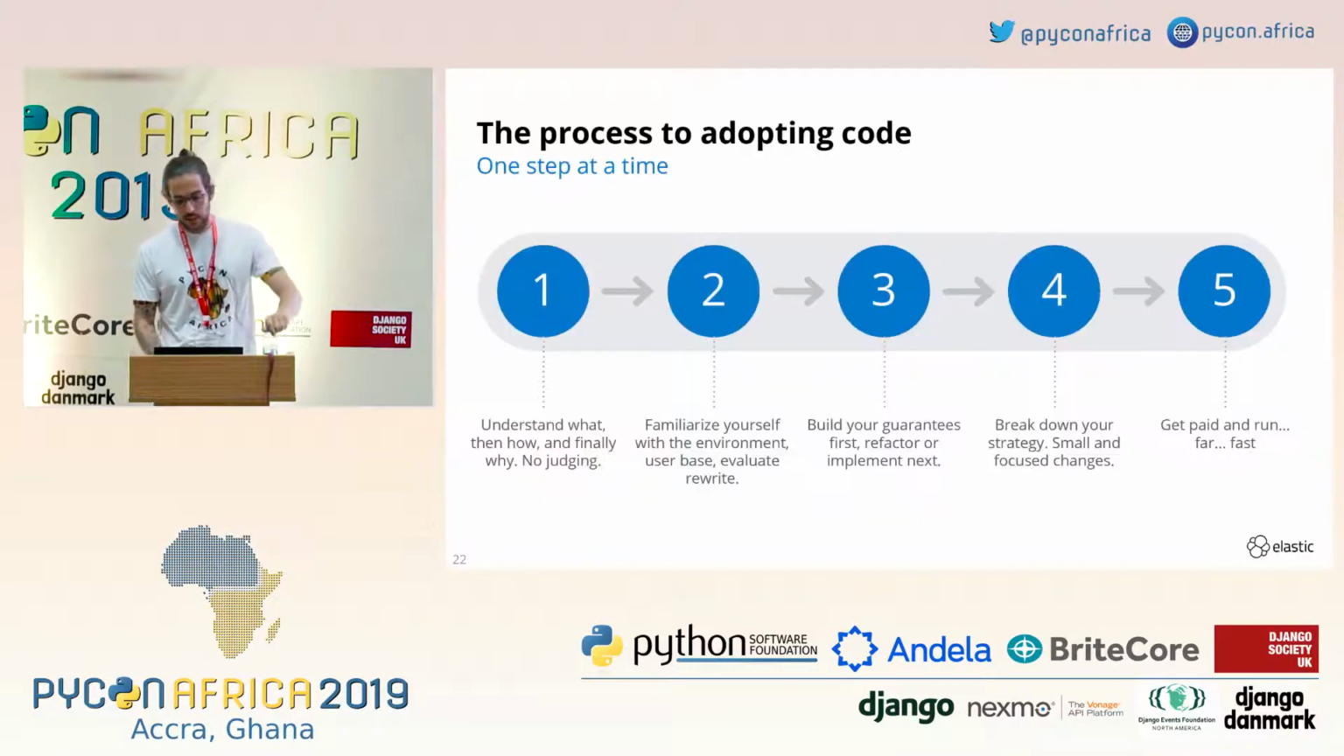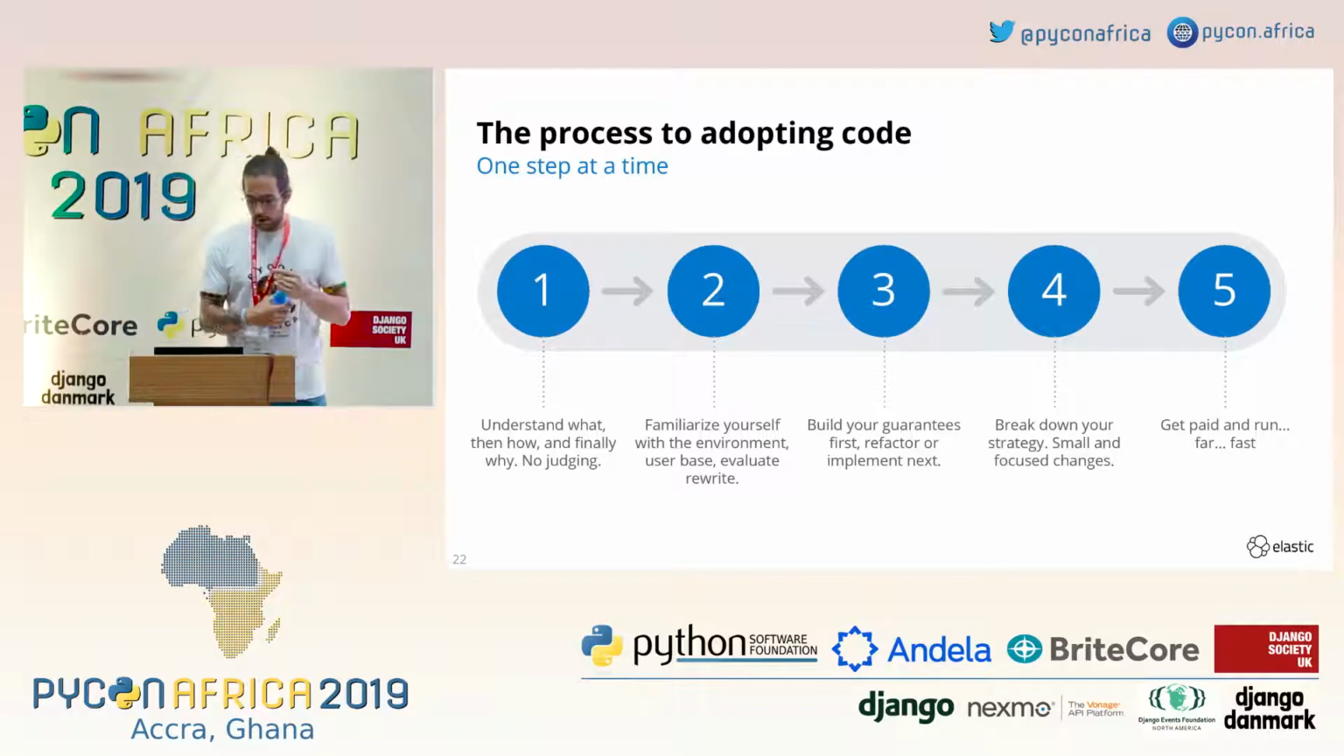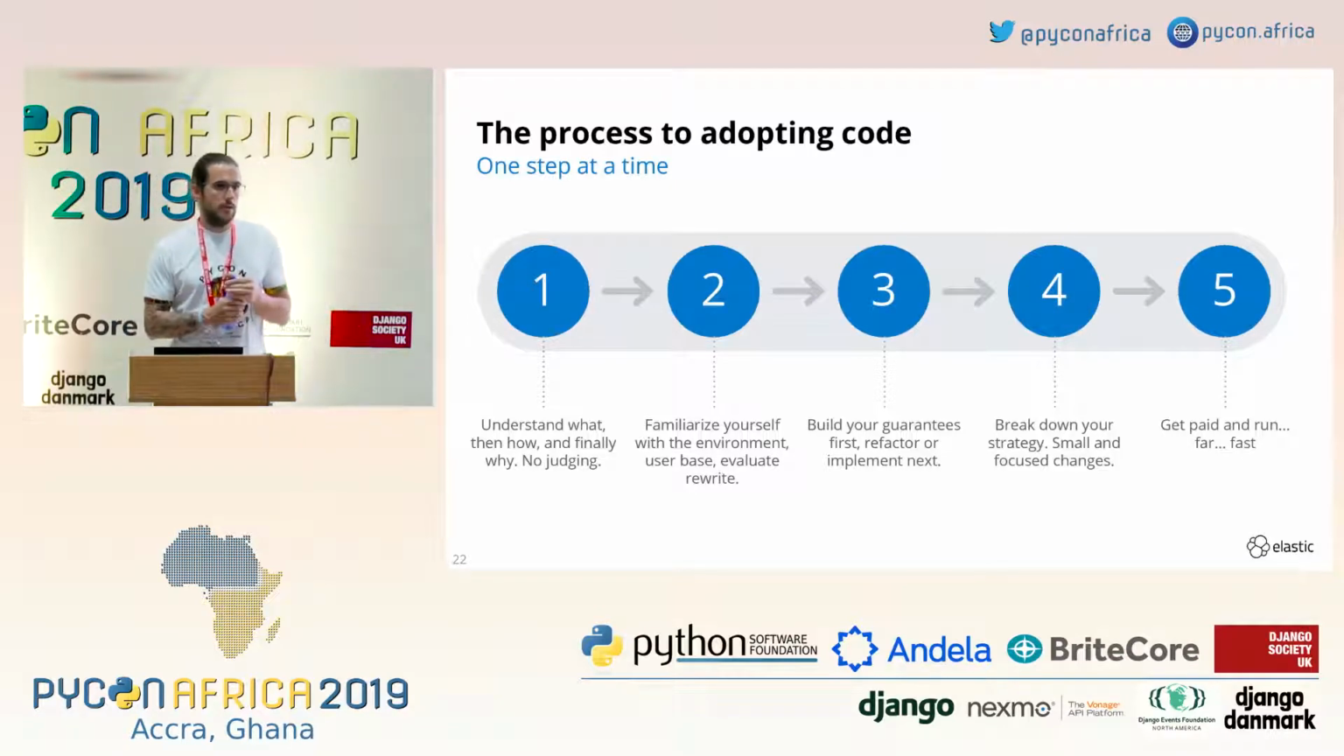And the fifth and last step is get paid and run. Run far and fast before you break everyone. No, well, that's not what you gotta do. You gotta repeat 3 and 4 as many times as needed. You gotta build your guarantees, refactor later. Then you gotta break down your strategy, do your work, and do one small change at a time. And you gotta repeat that until you're done and you've met your goals. And well, at that point, congratulations, you have a new baby. You are familiar with your code base.